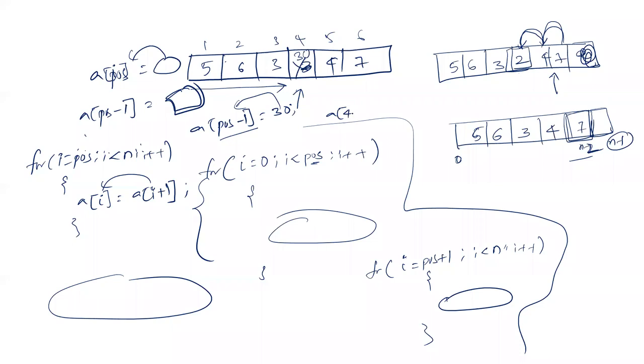So A of 4 minus 1 is equal to 30. What is A of 4 minus 1? This is 3. A of 0, A of 1, A of 2, this is A. So A of 3 will be replaced with 30. That is inserting an element at a given position. Removing, we have to do this. Okay, this is the way to do it.